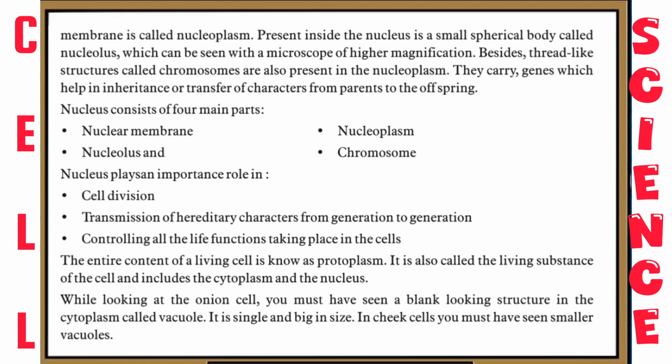They carry genes with inheritance and transfer of characters from parents to the offspring. Nucleus consists of four main parts, that is nuclear membrane, nucleoplasm, nucleolus and chromosome. Nucleus plays an important role in cell division, transmission of hereditary characters from generation to generation, controlling all the life functions taking place in the cell.